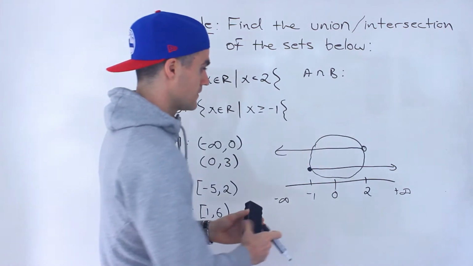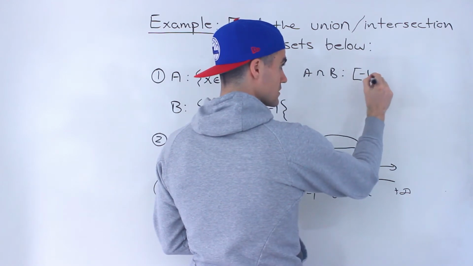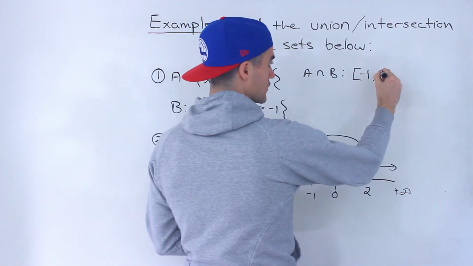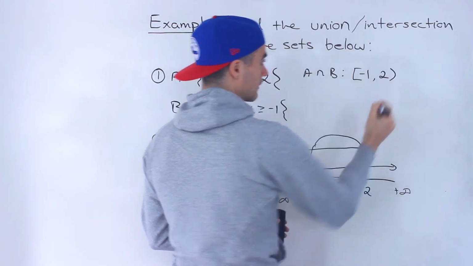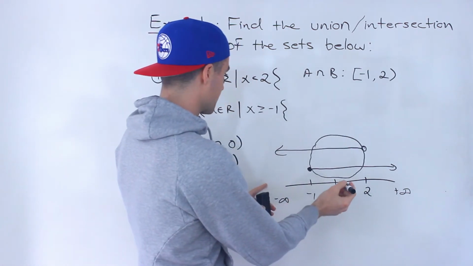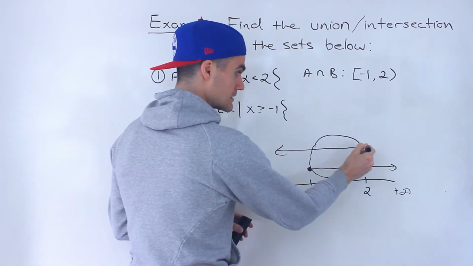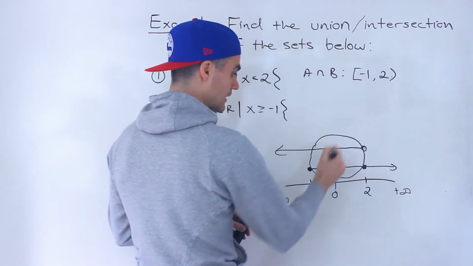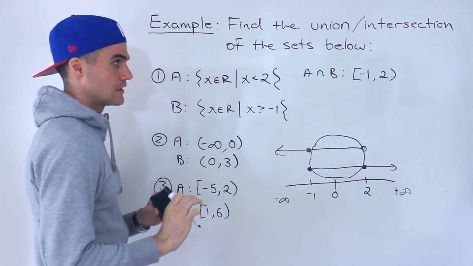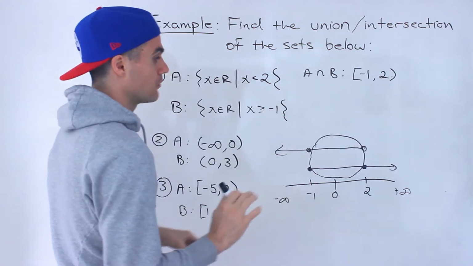So the intersection is going to be from -1 inclusive of the -1 to 2, but not inclusive of the 2, like that. So the 2, it is in set B, right? But it's not in set A. So we wouldn't include that, but -1, notice how it's in both sets. And then anything outside of those is not going to be in A and B, right? The intersection, it has to be in both of them.